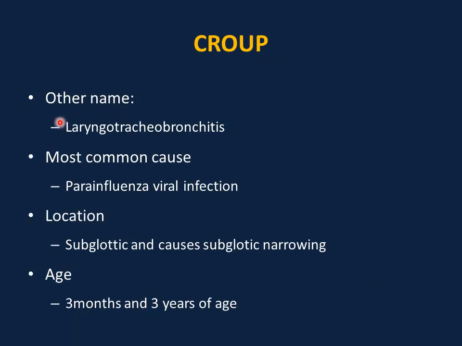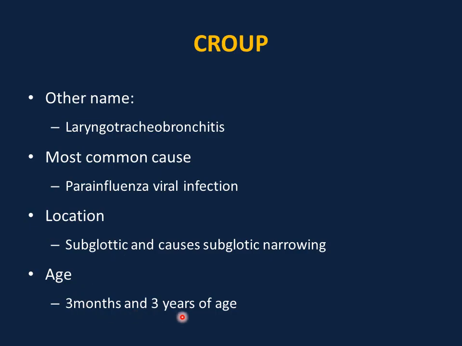Croup. The other name of croup is laryngotracheobronchitis. It's very important to remember this name. The most common cause is parainfluenza virus, but other viruses can cause it as well, for example influenza virus and respiratory syncytial virus, or RSV. The location is subglottic, or below the vocal cord, which can cause subglottic narrowing and stridor or severe airway obstruction.